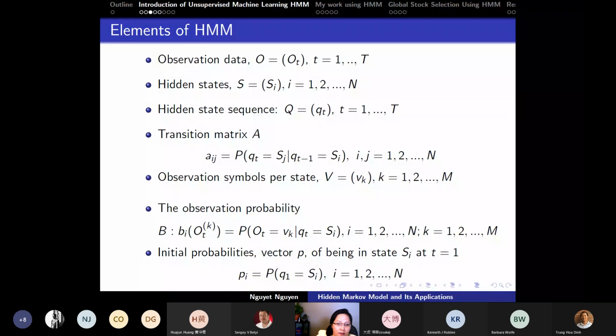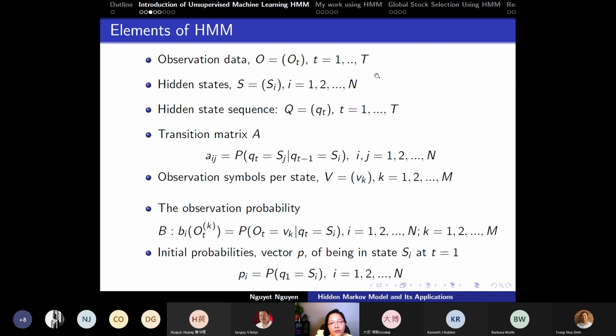Now I go into more detail about the notation of the model. The first one is the observation data, which we denote by O_T. The observation here can be multiple series. For example, if you predict weather, you may consider the temperature, the wind speed, the rainfall, and so on. So you have multiple series for the inputs.